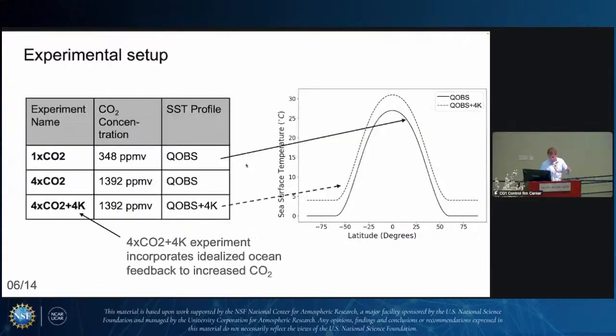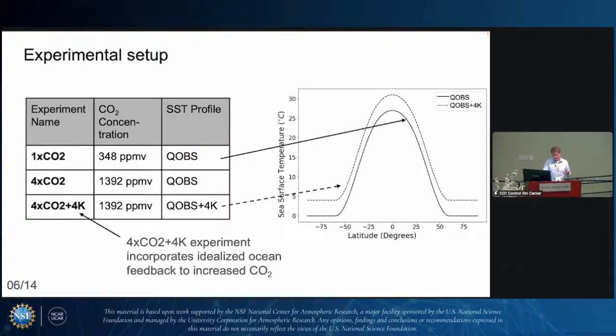And so briefly, the experimental setup is, of course, a control simulation, which I call 1 times CO2, which just uses the default aquaplanet experiment CO2 concentration of 348 ppmv. And then that configuration uses the QOBS sea surface temperature profile shown on the right here as this solid line. And that's really just meant to mimic annual average sea surface temperatures on Earth.